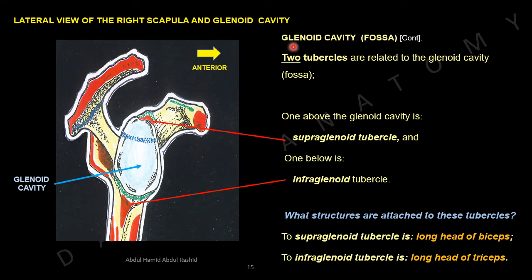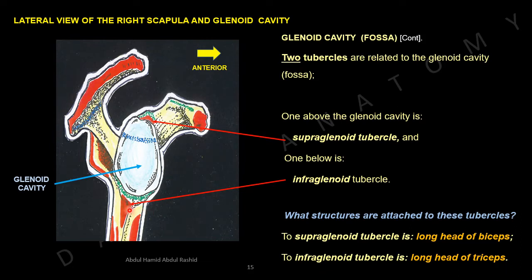Next, the glenoid cavity, also called glenoid fossa. The diagram is the lateral view of the right scapula together with the glenoid cavity. Glenoid cavity is related to two tubercles. This is the glenoid cavity. One tubercle above the glenoid cavity is the supraglenoid tubercle. The one below the glenoid cavity is the infraglenoid tubercle.